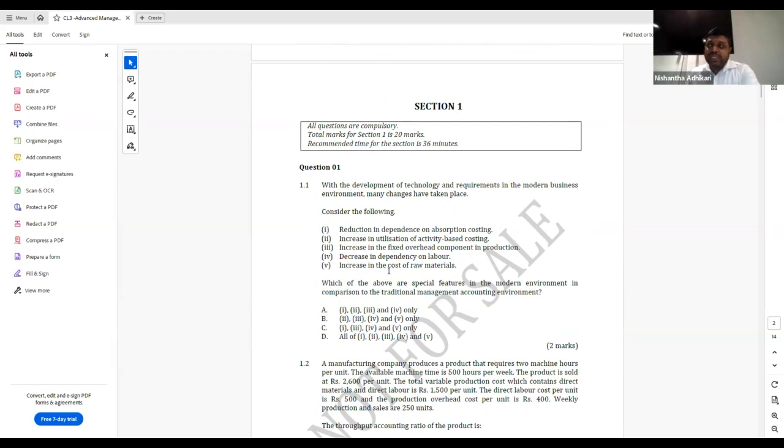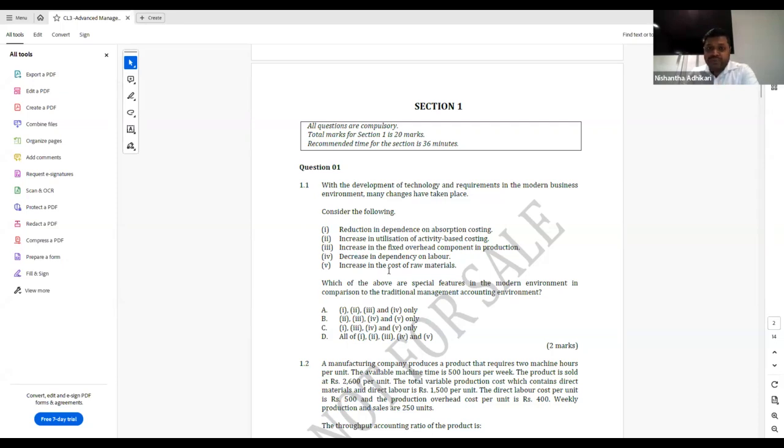We'll read the first question. Generally, the first two or three questions come from Section A, cost management. With the development of technology and requirements in the modern business environment, many changes have taken place. They have given five changes. Which of the above are special features of the modern environment in comparison to traditional management accounting? This is relevant to the modern manufacturing environment topic.